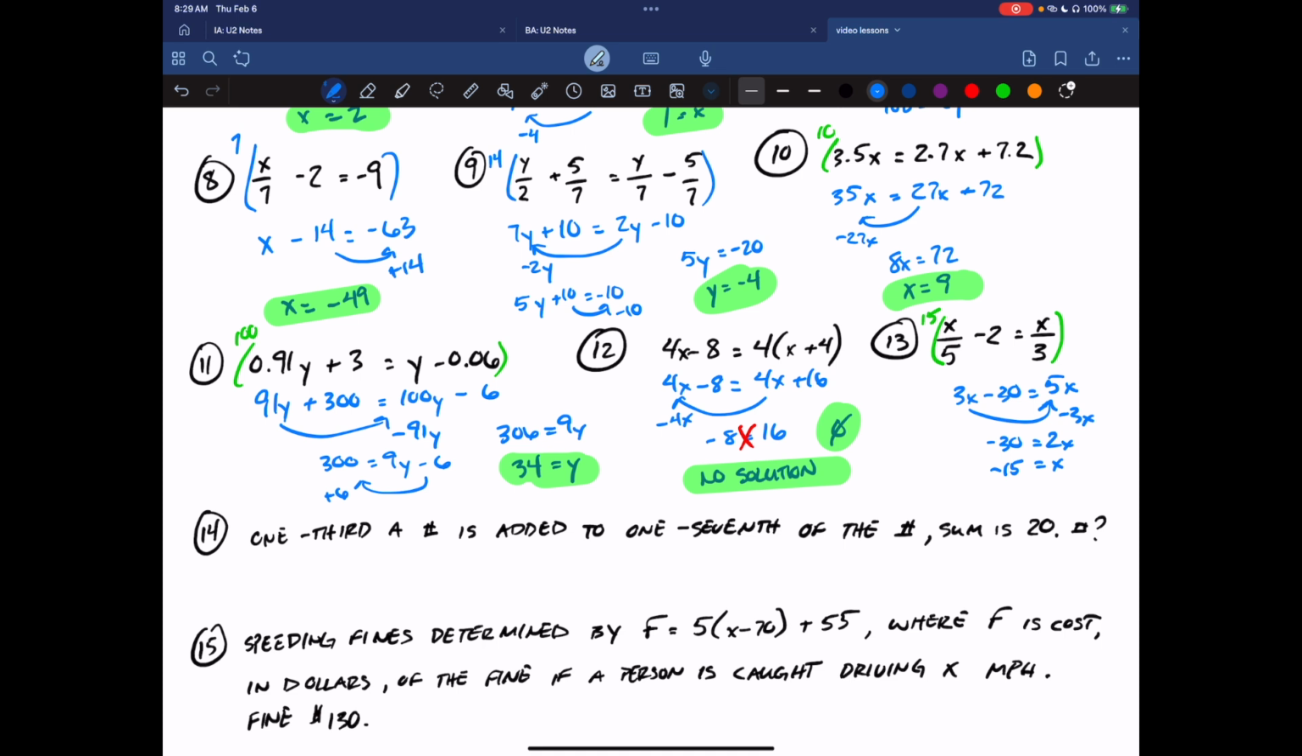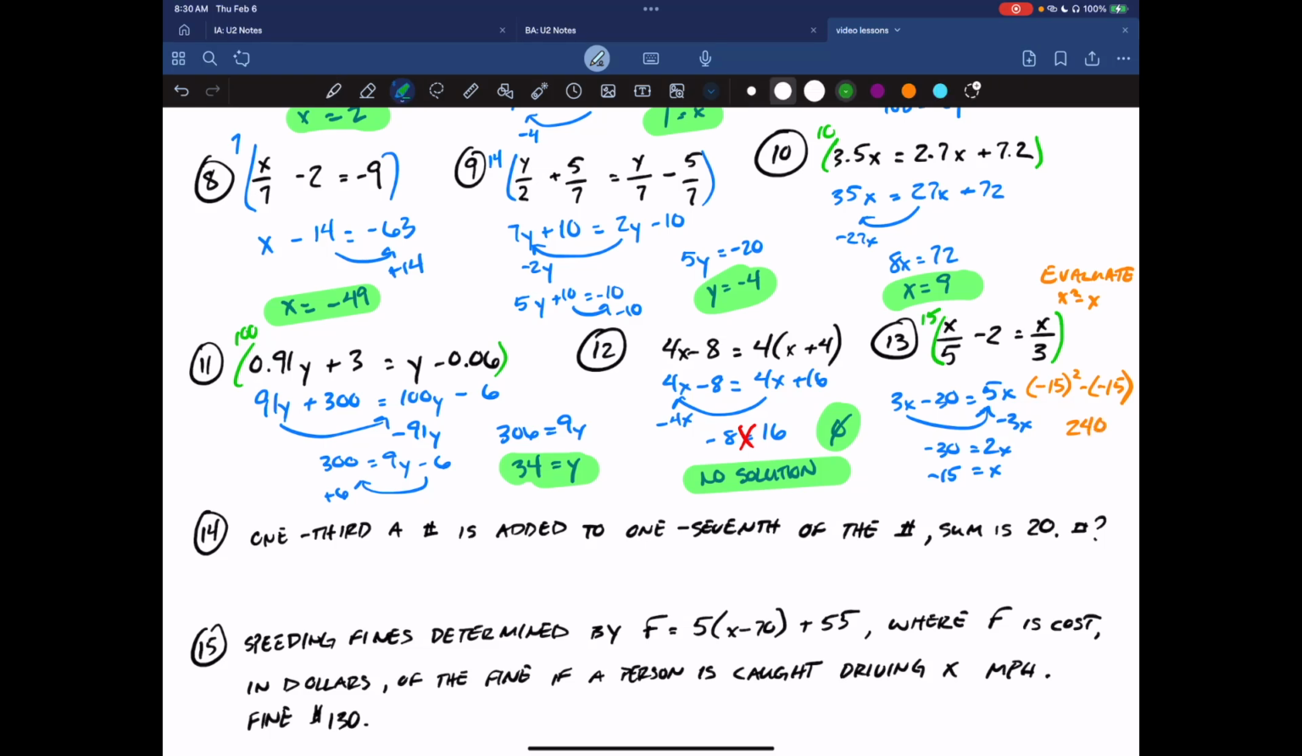Now, there's a second part to this problem. I'm supposed to evaluate x squared minus x. What that means is the first part is to solve this for x, find x, and then plug it back in. So you take negative 15, you plug it in, you square it minus negative 15. You crunch those numbers, you'll find that that's positive 240. And that is your answer here.